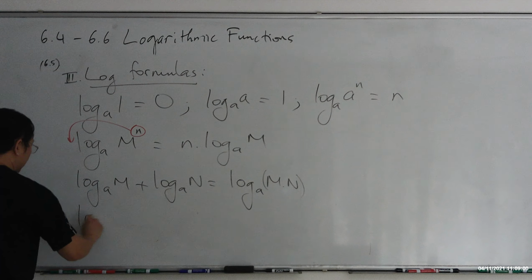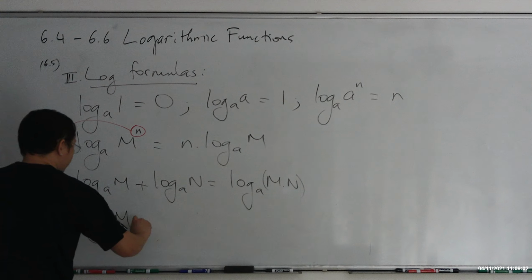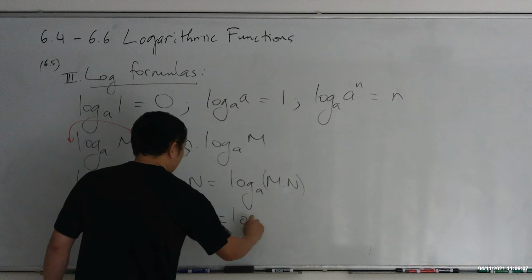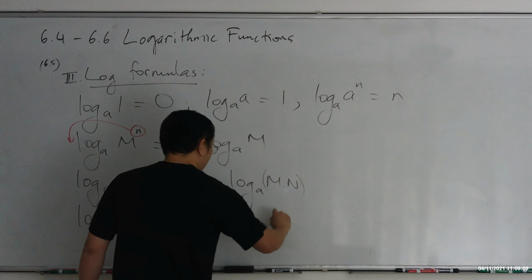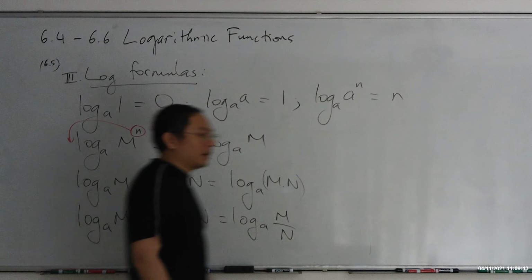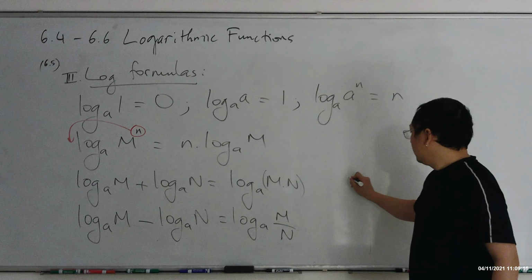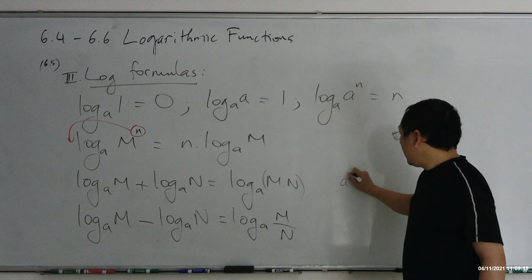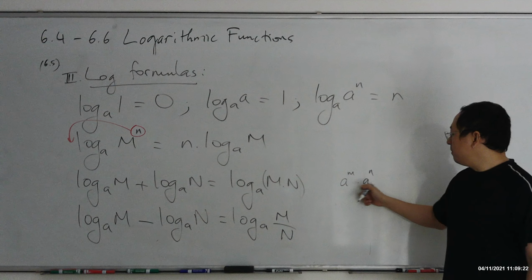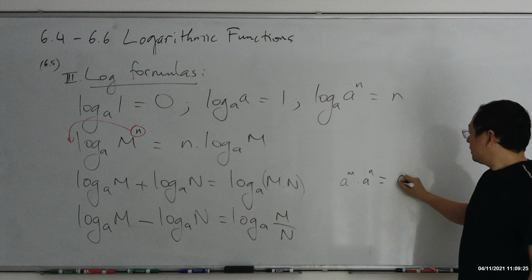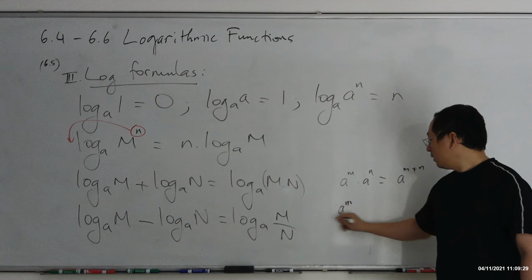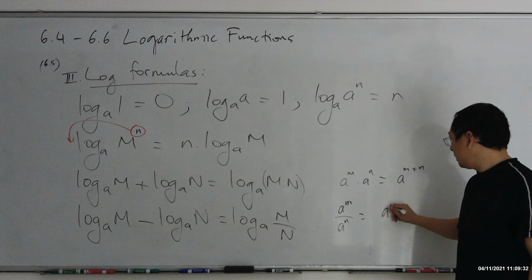What about subtraction? Log base a of m minus log base a of n equals log base a of m over n. Okay. And those formulas, by the way, come from this. You have, say, a to the m times a to the n. You multiply the two numbers with the same base. What happened to the exponent is equal to a to the m plus n. The same thing here. A to the m over a to the n is equal to a to the m minus n.